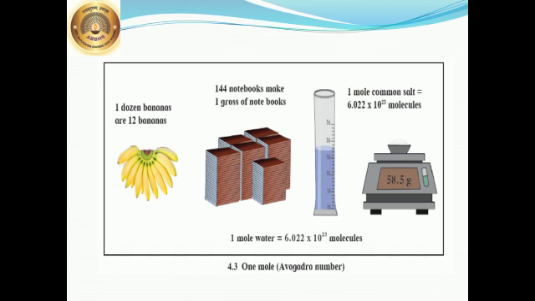Now, 1 dozen bananas, how many bananas are there? 12. Now, suppose you want to see how many notebooks are there in 1 gross, they are 144. 1 mole of common salt is equal to 6.022 into 10 raised to 23 molecules. So, this is the way we are going to use Avogadro's number.